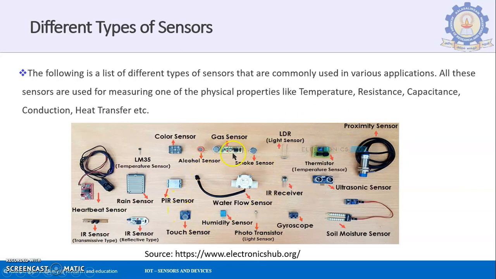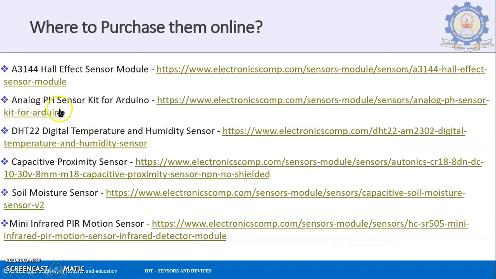There are many other sensors available in the market. These are just a few examples that can be used in microcontroller based applications. I hope you're getting a picture of what sensors are and their different types. So you may be aware of where to purchase these. These are just a few example links where you can purchase these sensors and use them for your personal mini projects or whatever application you want to build.